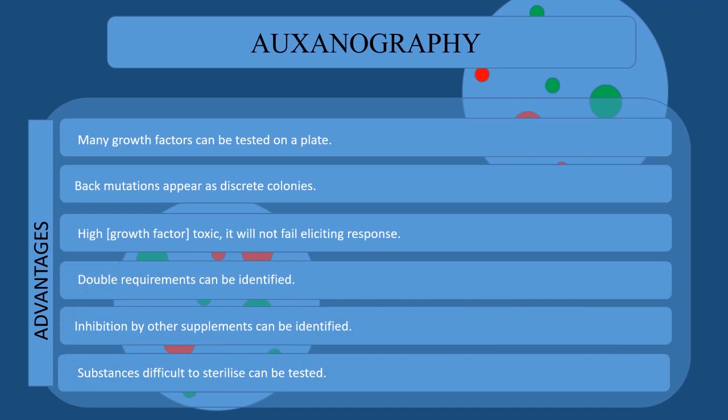Some advantages of using auxanography is that they have many growth factors that can be tested on a plate. The back mutations appear as discrete colonies. High concentration of growth factor. If it is toxic, it will not fail in eliciting a response. Double requirements may be identified by a zone of growth between two supplements. Inhibitions by other supplements are identified by the failure of spreading growth in the vicinity, and the substance difficult to sterilize can be tested.